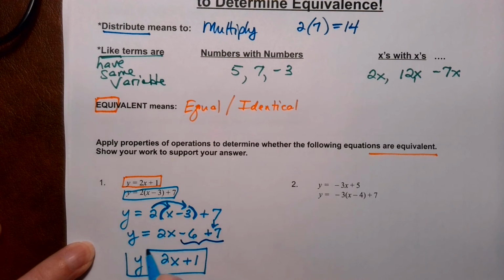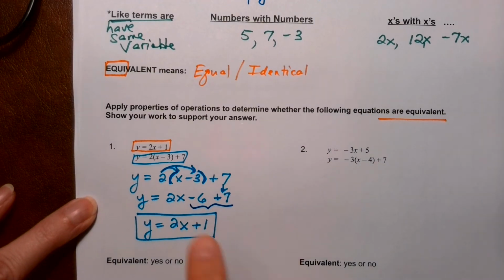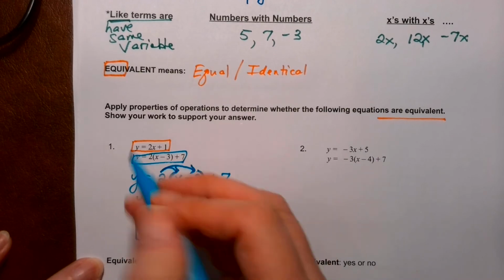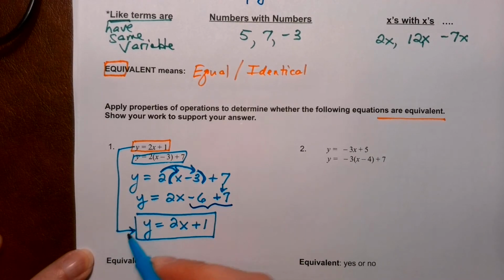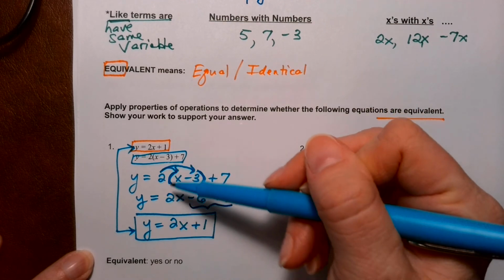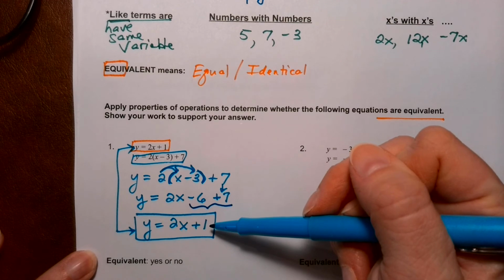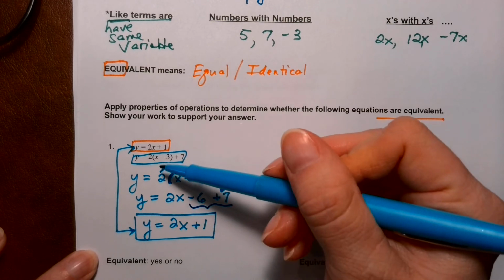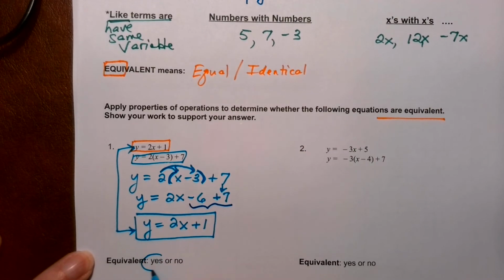So this second equation had some work done on it. I distributed, I added like terms, and now I have to see if it is equivalent to the first one. Let's compare these. They have to be exactly identical. They both have y equals 2x plus 1. Not negatives or anything, it has to be exactly identical, and yes, these are. A 2x is not identical to a -2x. All right, let's take a look at the next one.